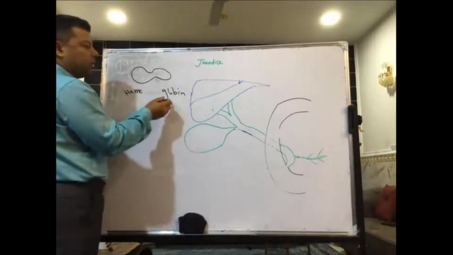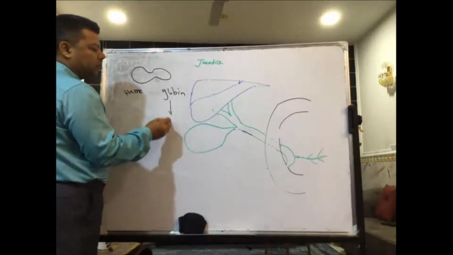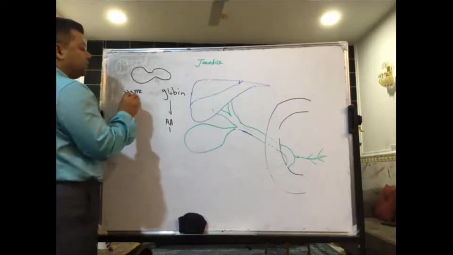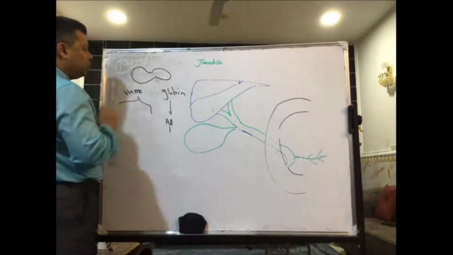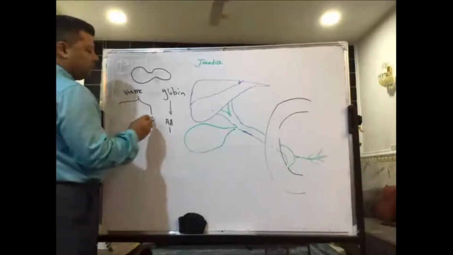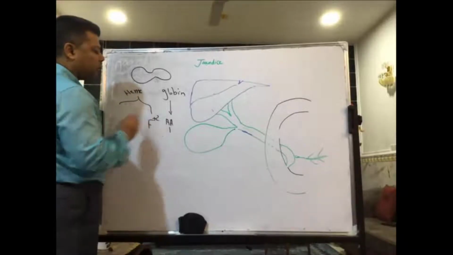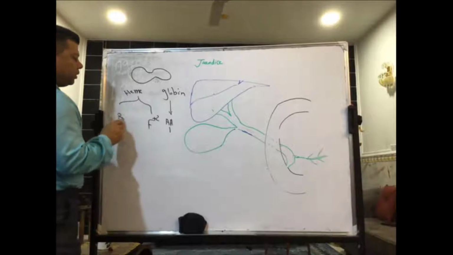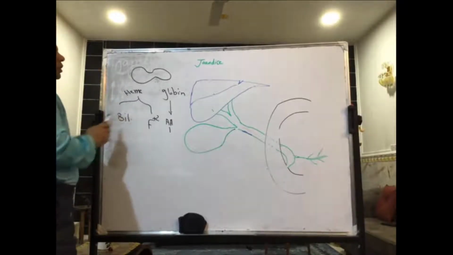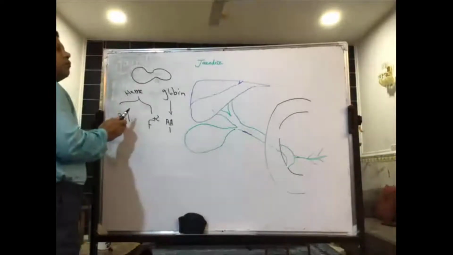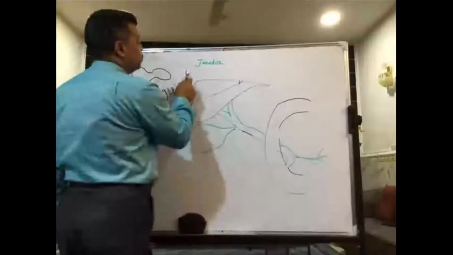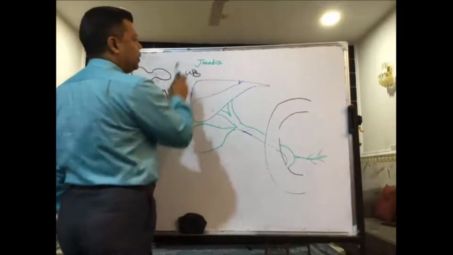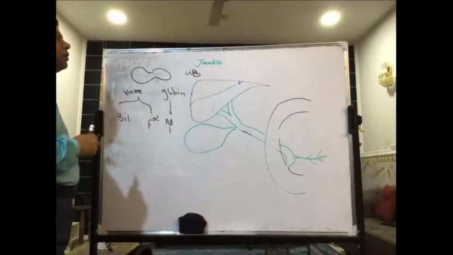Globin is a protein, and it goes into the amino acid pool, and the heme goes to iron and bilirubin. This type of bilirubin, or fraction, is the unconjugated bilirubin. The other name is indirect bilirubin.